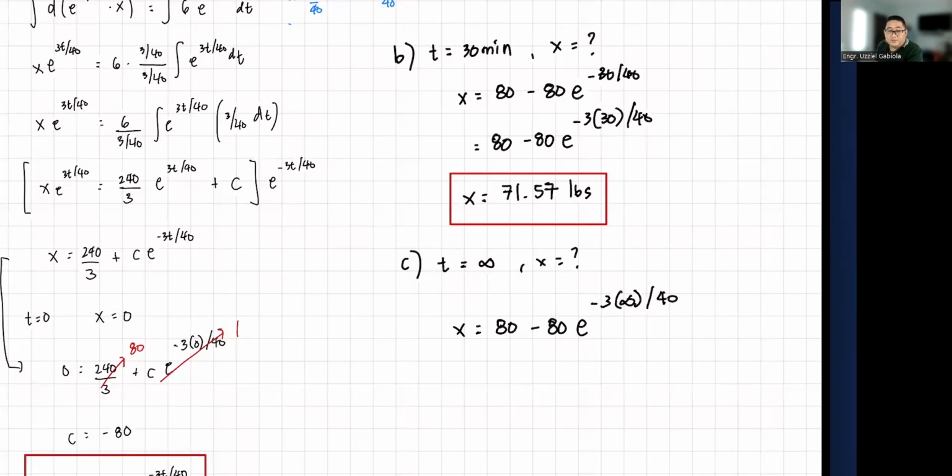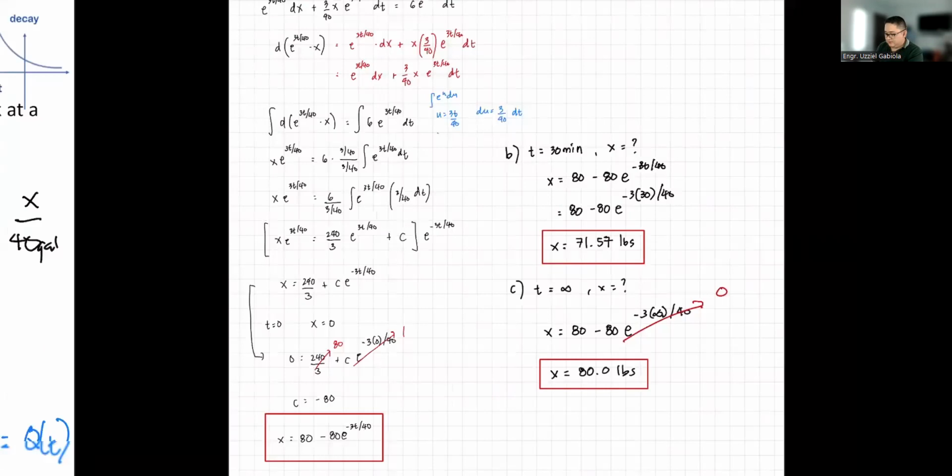The e term will be equal to 0. When it is infinite, it approaches 0. If your calculator shows a value, it will be 0.00000 something. So it is approaching 0, which means the amount of substance after a very long time will be 80 pounds. That is our solution for the first problem.